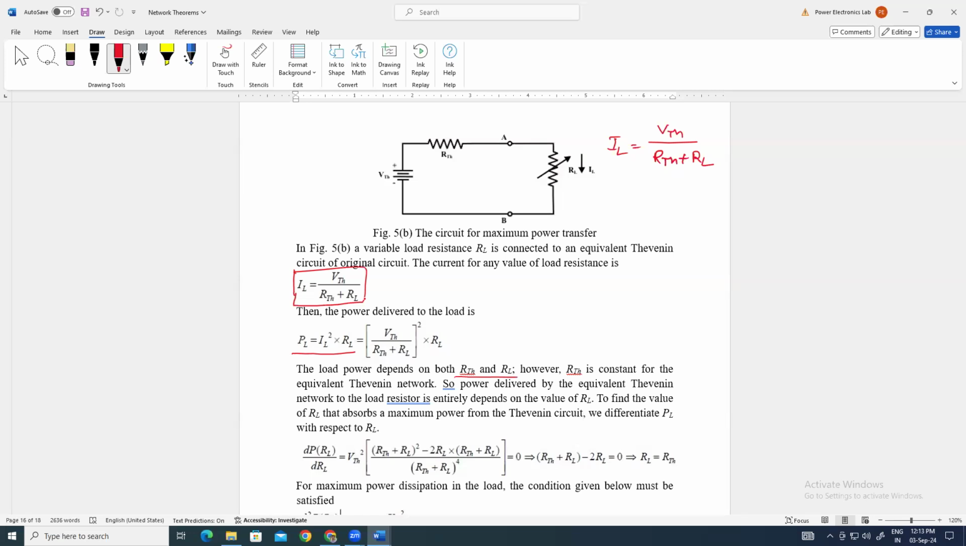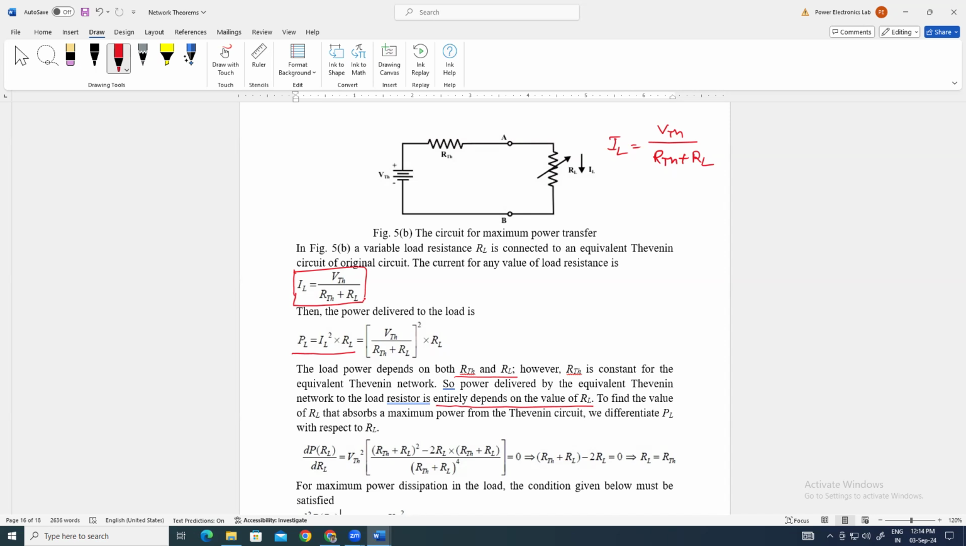RTH is constant based on the application of Thevenin's theorem, and based on the network we will get the RTH value, that is the Thevenin equivalent resistance. So the power delivered by the equivalent Thevenin network to the load resistor entirely depends on the value of RL, which is the only variable quantity. So how can we calculate the maximum power being delivered to the load?